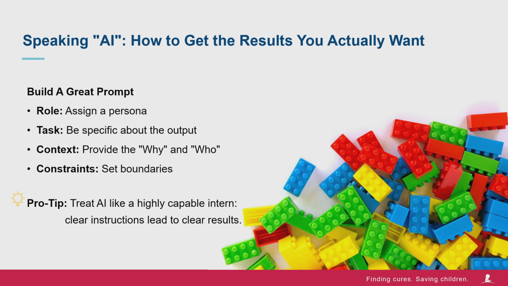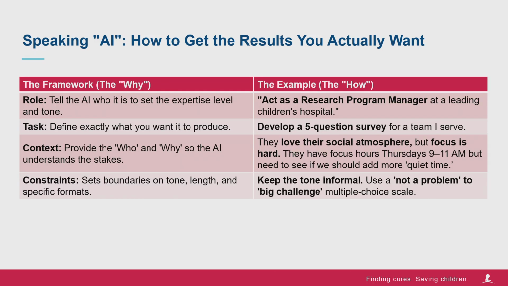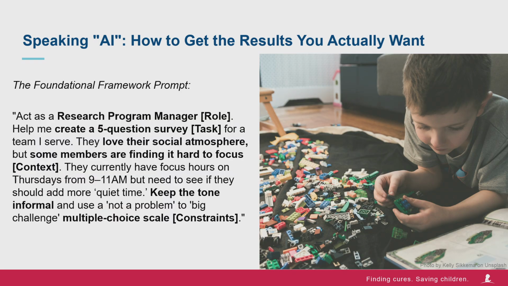So I used AI. I set up a prompt. I told it who I am, research program manager. I told it I needed a 5-question survey, and I gave them the context that this is for a group. They have a great atmosphere. They're having trouble focusing. They already have some focus hours, but do they need more? How can we go about creating this survey? And then I told it to keep the tone informal. So here's the exact prompt I used.